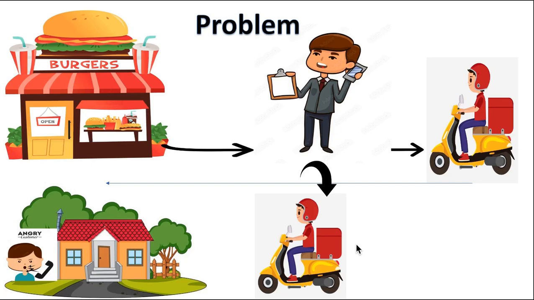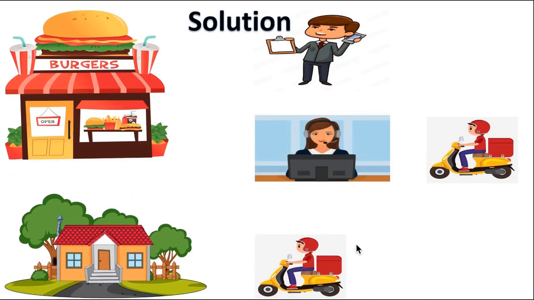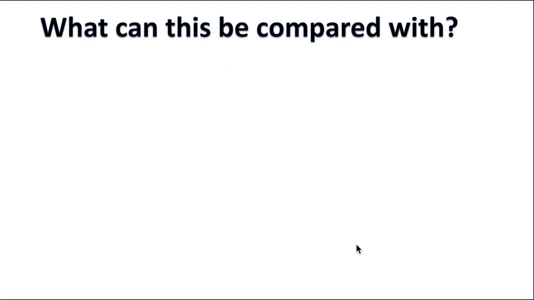So in order to solve this problem, he came up with the next solution, where he hired one more person. Now the job of this person was to handle all the distribution of orders. So now the job of Sam reduced to taking the orders from the burger shop and giving them to the executive. Now it was the job of the executive to be smart enough and distribute the orders so that the delivery is on time, right? Now what can this be compared with? So in system design, this can be compared with a load balancer.